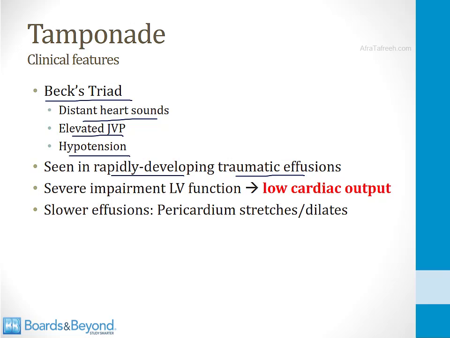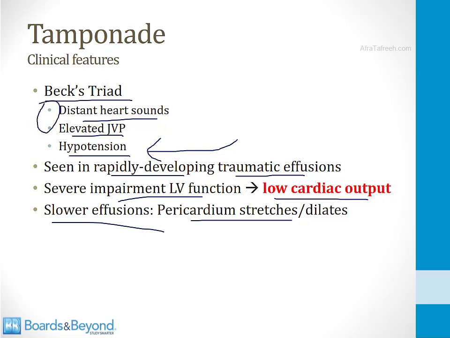This can lead to a severe impairment of LV function, so severe that the cardiac output drops and hypotension occurs. In slower developing effusions, like the kind that develop in cancer patients, the pericardium has time to stretch and dilate, and therefore you usually do not see Beck's triad. Instead, you only see dyspnea and signs like distant heart sounds and elevated JVP.